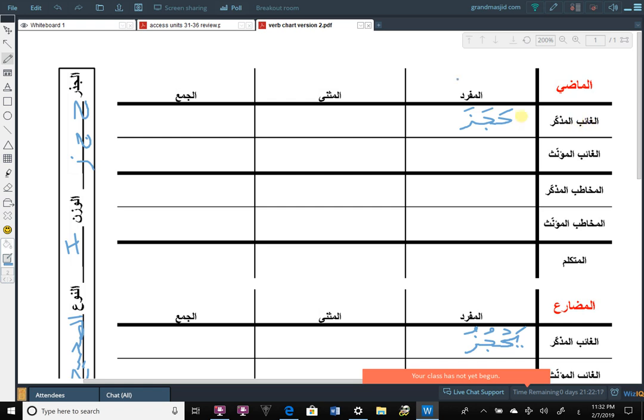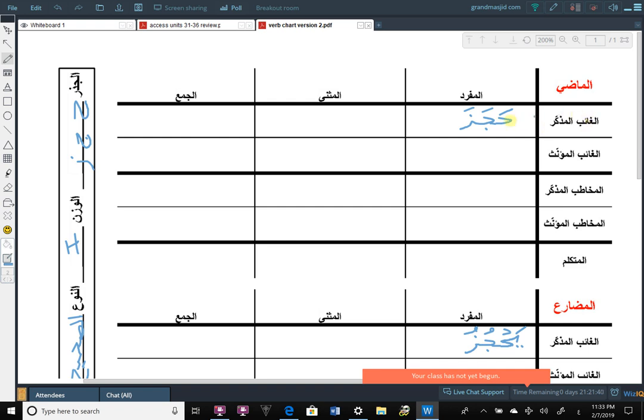Al-ghaib, al-mudhakkar mufrad, hajaza. Al-ghaib, and remember, I'm going to try to do it quickly. Al-ghaib means third person, right? He's missing from the conversation. Al-mukhatib is second person, the one who you're talking to, like in a khutbah, you talk to the people, right? Al-mutakallim is the one who's doing the talking. Al-mufrad is singular, al-muthanna is dual, and al-jam is plural. So inshallah ta'ala, we won't continue to explain that every time, maybe sometimes just to reinforce it.